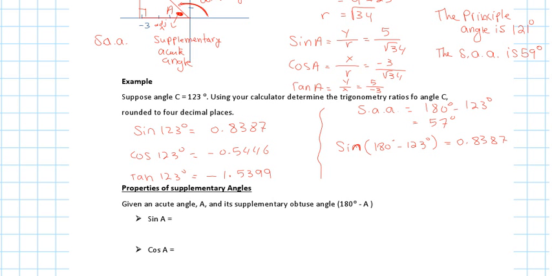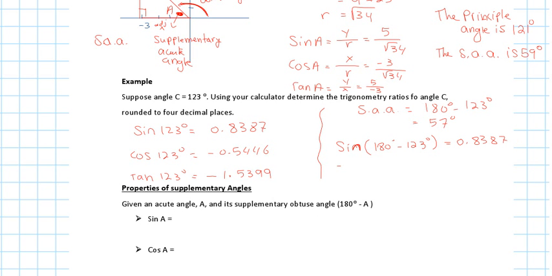So what I'm doing here, I want to show you the formulas later. I just want you to remember that to find the supplementary acute angle or the supplementary obtuse angle, I have to do 180 minus the other. So if I do 180 minus 123, that gives me 57. But instead of writing 57 here, I'm just doing it for the purpose of you seeing it. That's all it is.